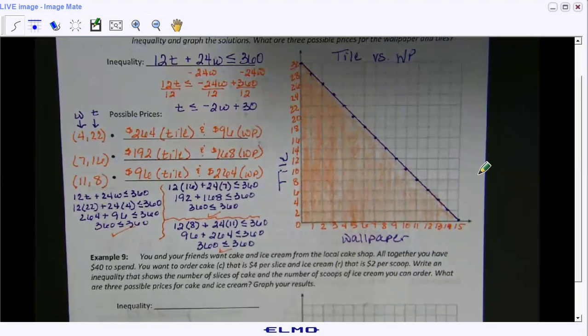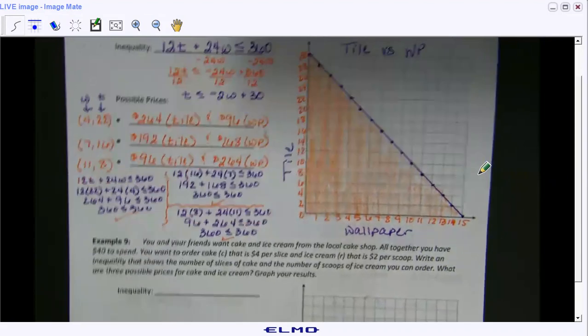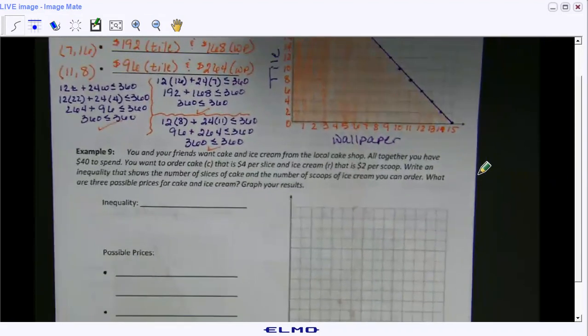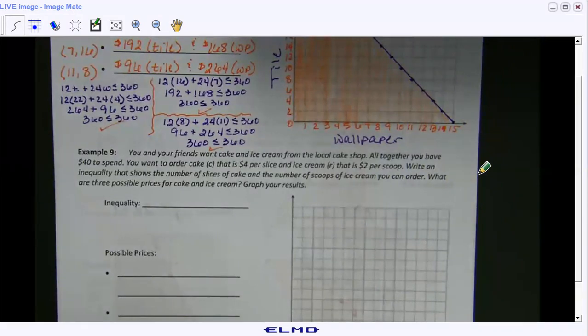We're gonna do example 9. But this time we're going to read the problem together, but then you're going to come up with the inequality on your own. Okay. So you and your friends want cake and ice cream from the local cake shop. Altogether, you have $40 to spend.